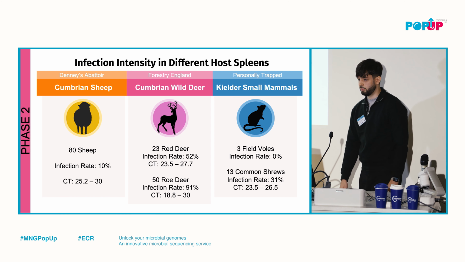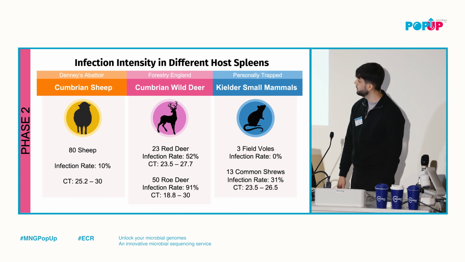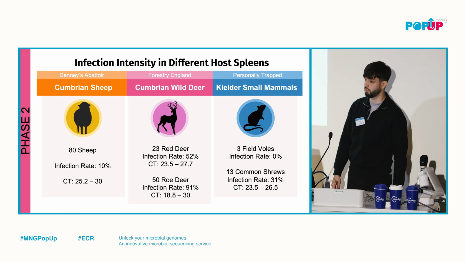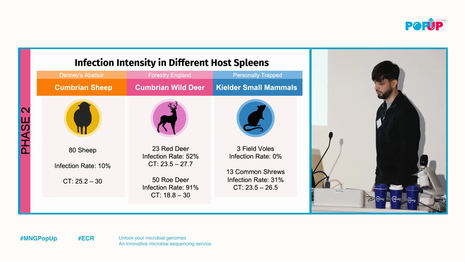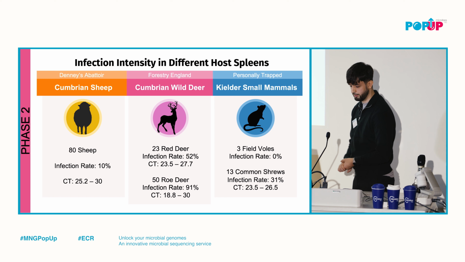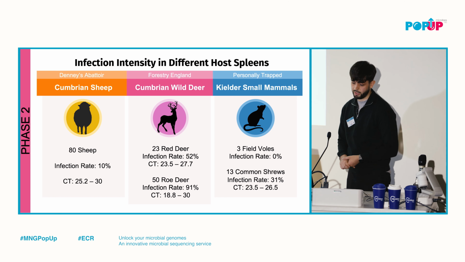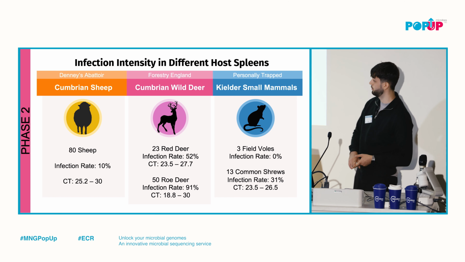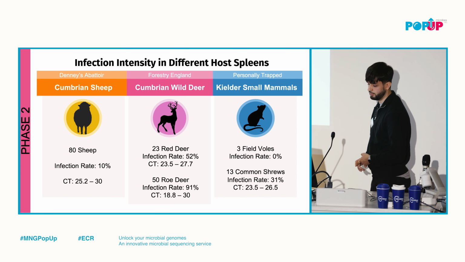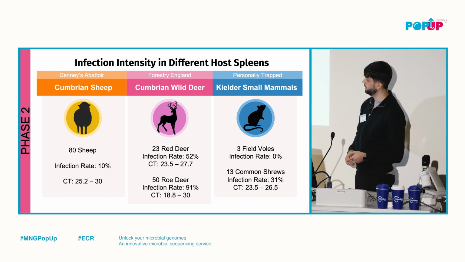So we looked at several different species. Firstly, we looked at Cumbrian sheep, which I went and got from Denny's abattoir. Not the nicest thing to do, but it was worthwhile. We found 8 of these were infected out of the 80, so a 10% infection rate. CTs ranged from 25.2 to 30.